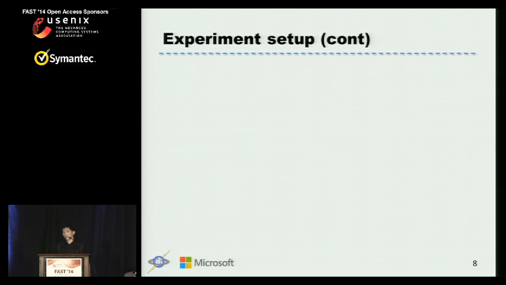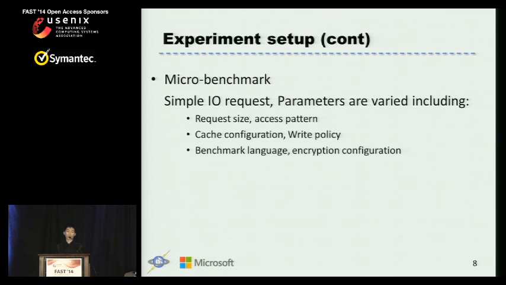And also a brief introduction to the benchmark we are using. We use both micro benchmarks and real application benchmarks. The micro benchmark is some simple I/O requests, but we have some parameters to vary during the experiment. The parameters include request size and access pattern. We have different cache configurations, and we use different write policies, write-through or write-back. We also compare the impact of using different programming languages and different encryption configurations.